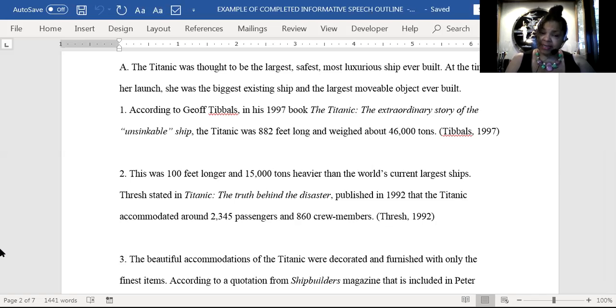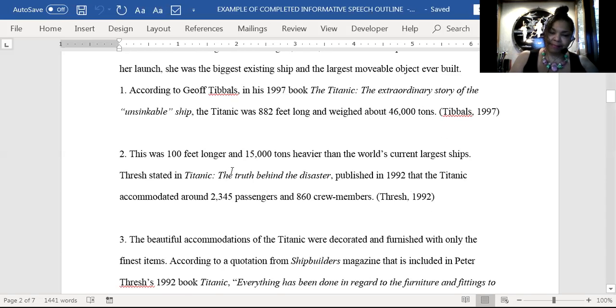Thresh stated in Titanic, The Truth Behind the Disaster, published in 1992, that the Titanic accommodated around 2,345 passengers and 860 crew members. Again, Thresh, 1992. Here, because she's quoting this person, and you do want to put quotes around people, you don't want to paraphrase, put quotes around what people are saying. Here I would say about 2,300 if you're giving the speech. You don't want to give these precise numbers, 2,345, because people's minds will go to the math and not go back to what you're saying, especially people that are not as adept at math as you or some other people may be.